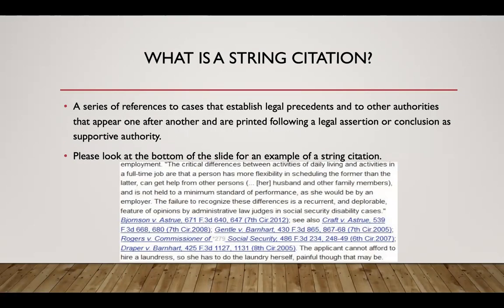Now, what is a string citation? A string citation is a series of references to cases that establish legal precedents and to other authorities that appear one after another and are printed following a legal assertion or conclusion, a supportive authority. Please look at the bottom of the slide as an example of a string citation.